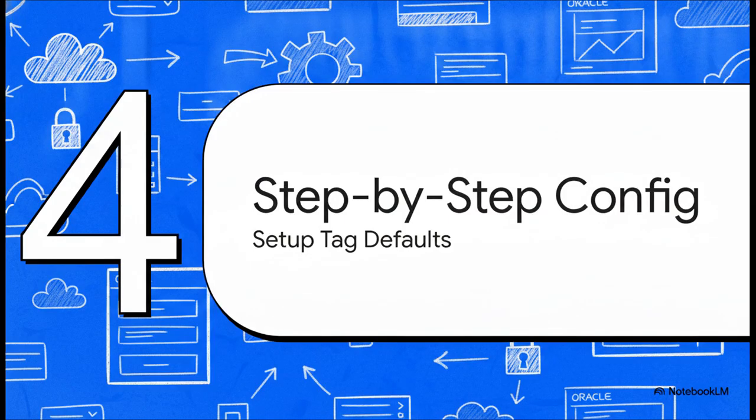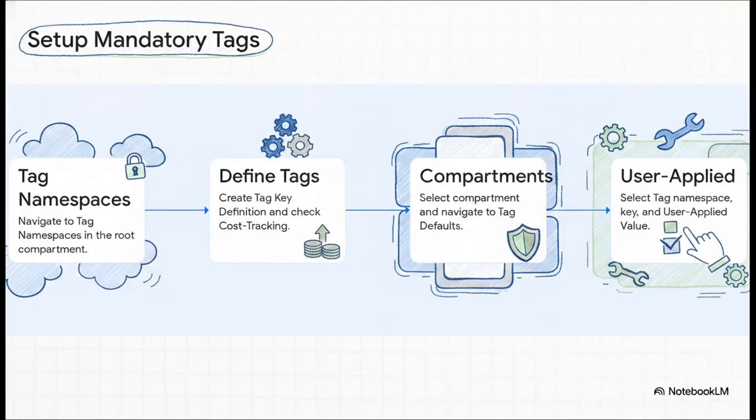Let's jump into Section 4, configuration step-by-step. Setting this up is surprisingly straightforward if you follow these precise steps. First, log into your OCI console, head to Governance and Administration, and find tag namespaces in your root compartment. Second, define your tag keys, add descriptions, set the tag value types, and, crucially, check that cost tracking box if you need it. Third, pop over to Identity and Security, pick the exact compartment you want to lock down, and click Tag Defaults. Finally, create that default. Pick your namespace and key, and choose that all-important user-applied value. Just like that, your automated guardrails are officially live.